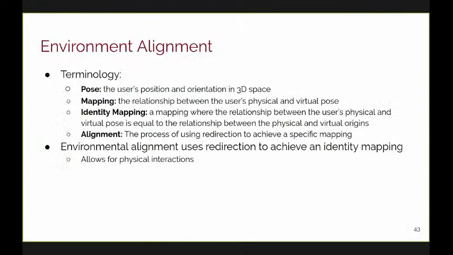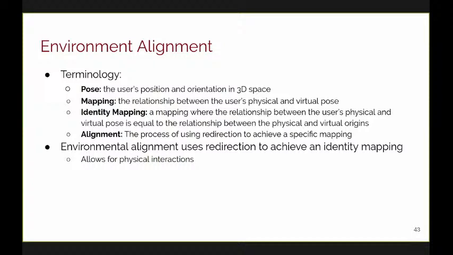So our solution to this is environmental alignment. I'm going to get into a couple bits of terminology here just so we don't lose each other as we go forward. The pose is a user's position and orientation in 3D space, and the user has both a virtual pose and a physical pose. The mapping is the relationship between the user's virtual and physical poses.